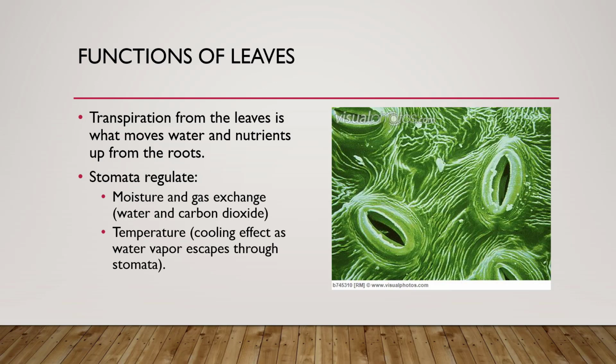Transpiration from the leaves is how water and nutrients move from the roots to the top of the plant. Transpiration is the release of water from the leaves. It acts like a giant straw. As water vapor escapes through the stomata, it can have a cooling effect.